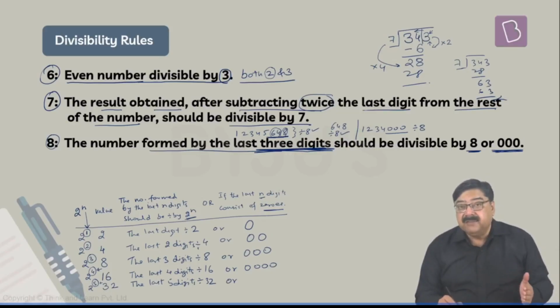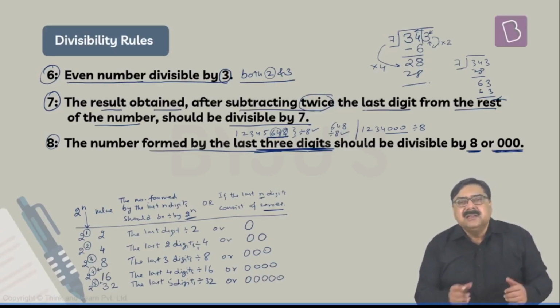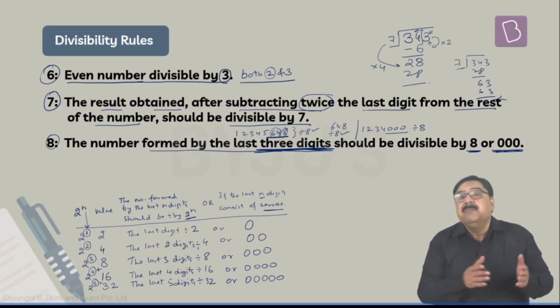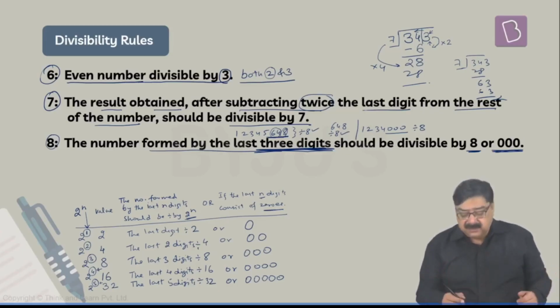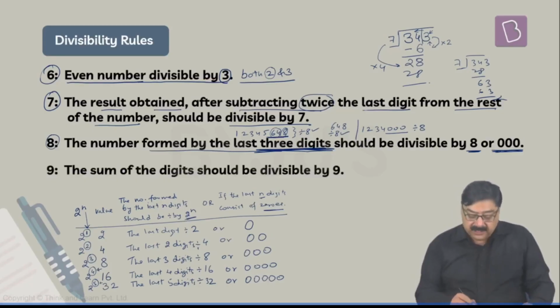The value of n here is 5, 2 power 5, right? That is 32. So 5 zeros. Likewise for 64, 6 zeros, and so on. If the last 6 digits form a number which is divisible by 64, then the complete number will be divisible by 64. So anyhow, we move on to the next one.